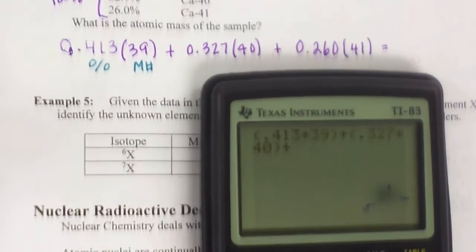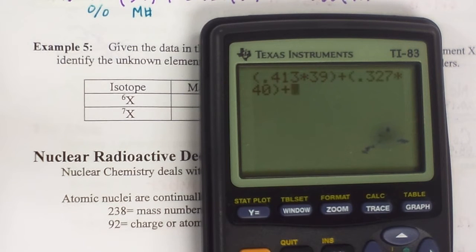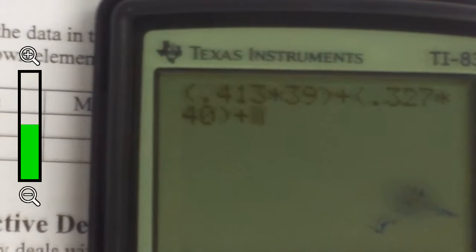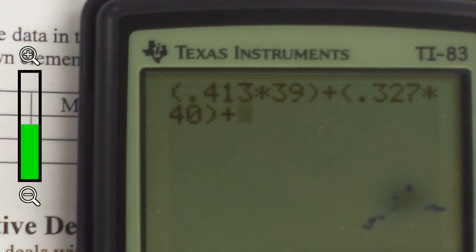I don't know if you can see that. Can you see that? How's that? Can you see that?